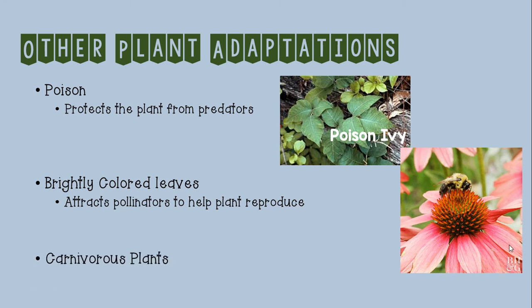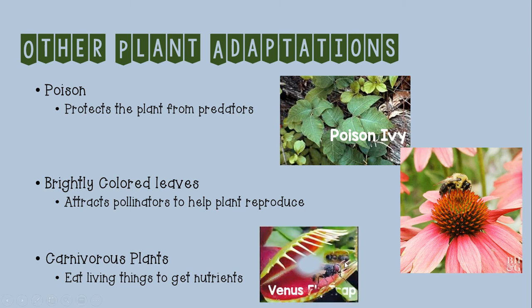plant reproduce. Now, carnivorous plants, they need to eat living things to get more nutrients. So the Venus flytrap is going to eat that insect because it may not be able to get the nutrients that it needs from the ground. So that way it's getting the nutrients also from the insect. In that case, it's a fly.